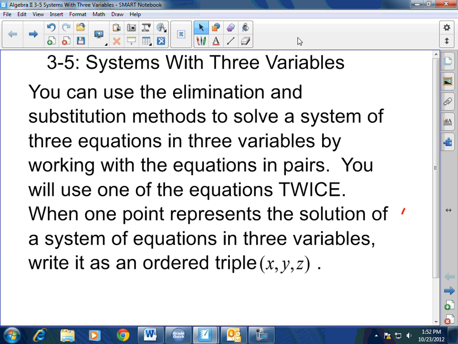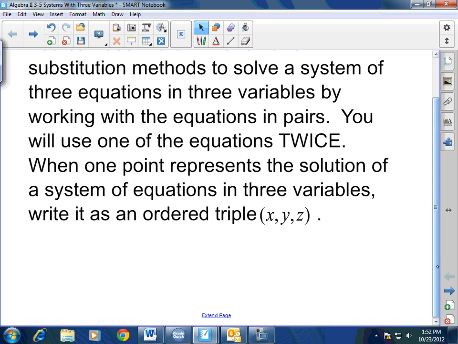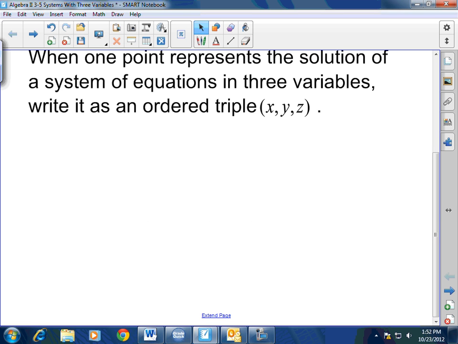When one point represents the solution of a system of equations in three variables, write it as an ordered triple. We already know what ordered pairs are, but an ordered triple, again, is in alphabetical order, and it's going to be the x, y, and z, okay? Just in case you want to know what that looks like, okay?